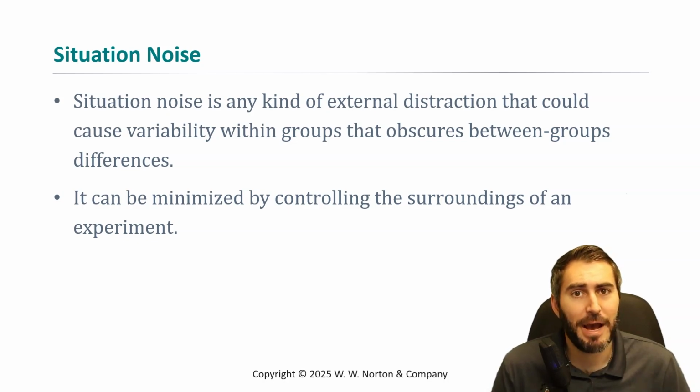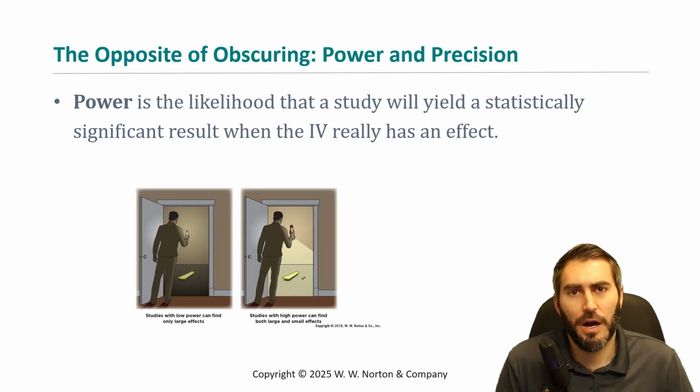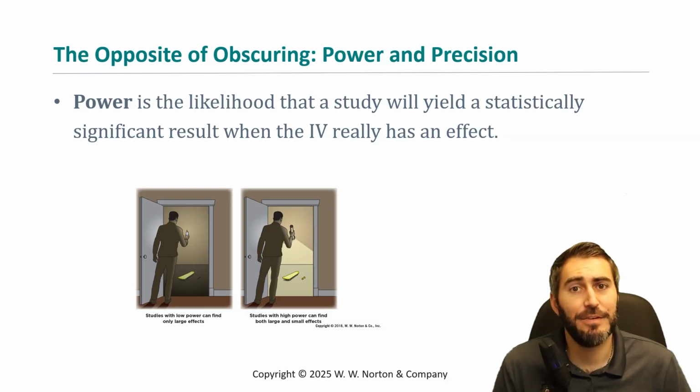It adds unsystematic variability to each group. A way to reduce situation noise is to control the surroundings of an experiment that might affect the dependent variable, by testing participants in a quiet room with no outside odors, distractions, and so on. Another name for all of these solutions is called power. Power is also an aspect of statistical validity. For example, if GRE prep courses really work to increase GRE scores, then the study will detect this difference. Power refers to the strength the study has to detect such differences. Studies with more power can detect even small effects.